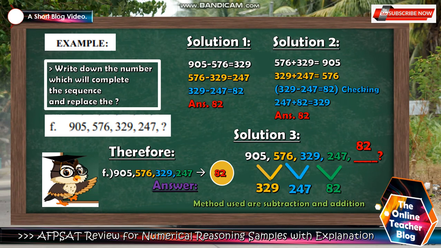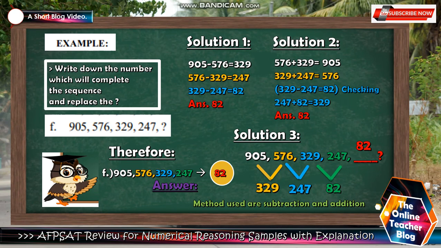For solution 2, we need to add: 576 plus 329 equals 905, 329 plus 247 is 576. Upon checking it, we have 329 minus 247 equals 82, and 247 plus 82 equals 329. So the answer is 82.